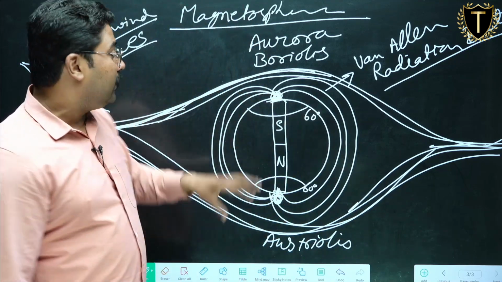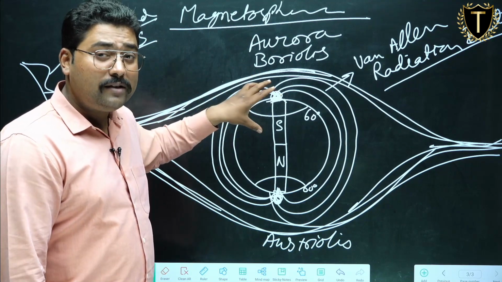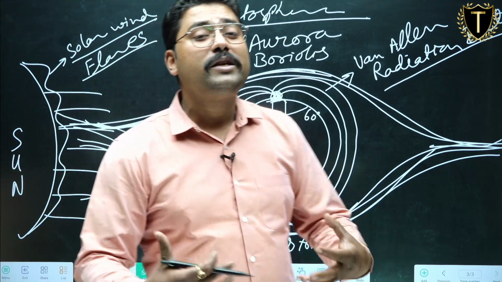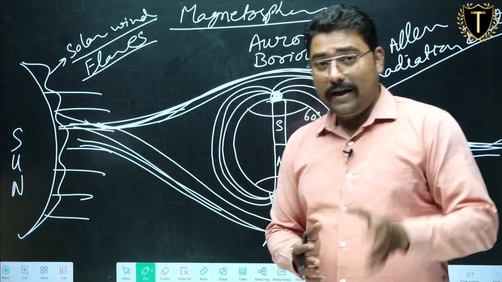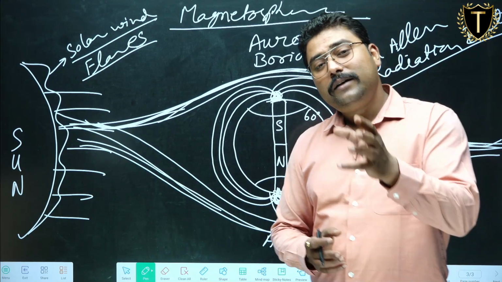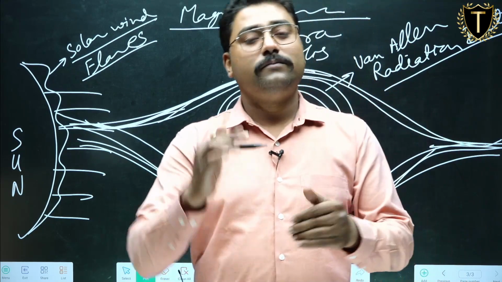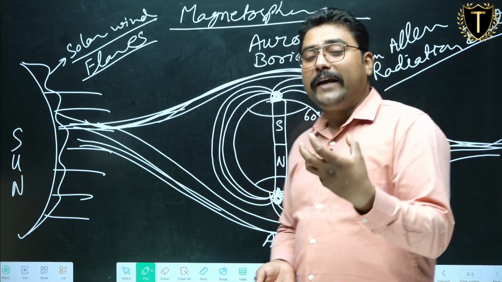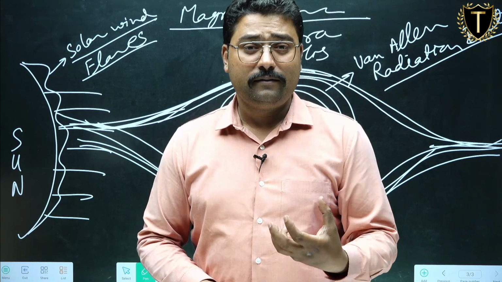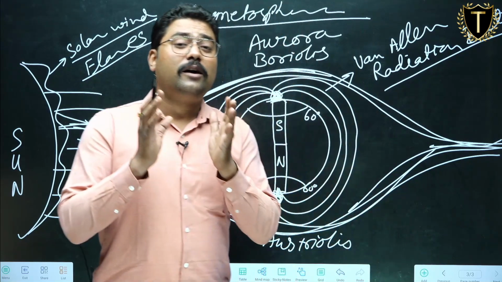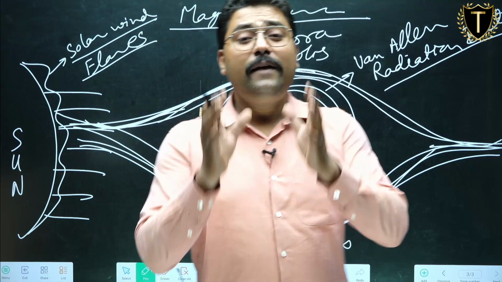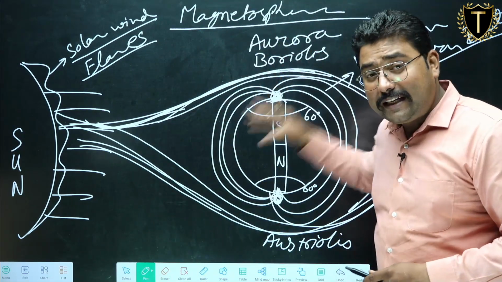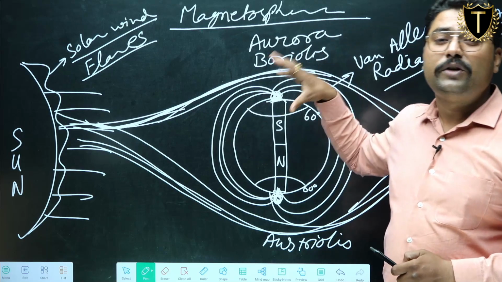And the most important thing, the increment of this aurora's activity, or you can say the ionized particles, can hamper our communication activities also. That's why often UPSC used to ask questions, in the optional also, what is the significance of magnetosphere in maintaining the Earth as a habitable planet. So simply they are deflecting the solar winds or harmful solar radiation from reaching the surface.